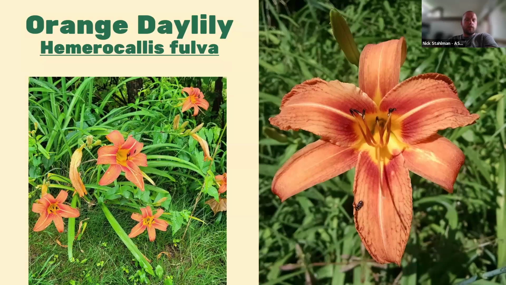All right, this is one that is kind of surprising. We have two more to go through. Orange daylily. So this is not native. This is a plant from Asia, but it's also highly prized by many gardeners. It's a very versatile plant. It's a very beautiful plant.